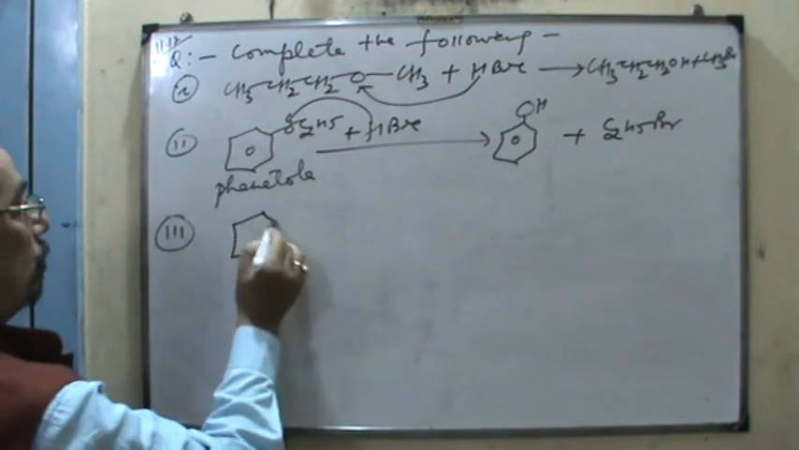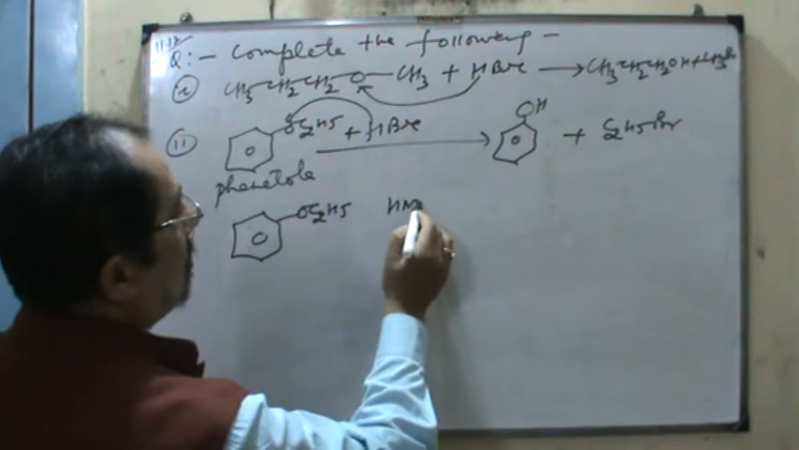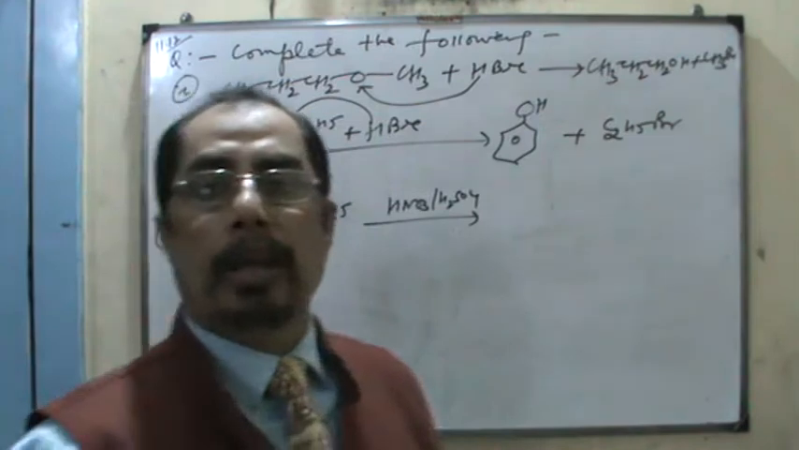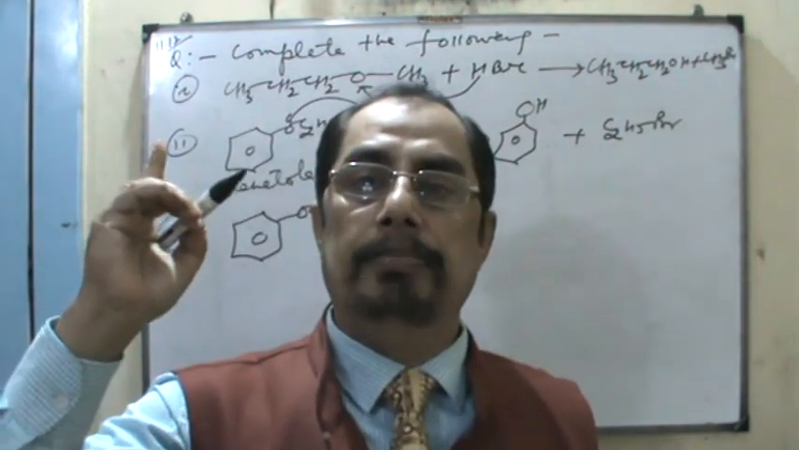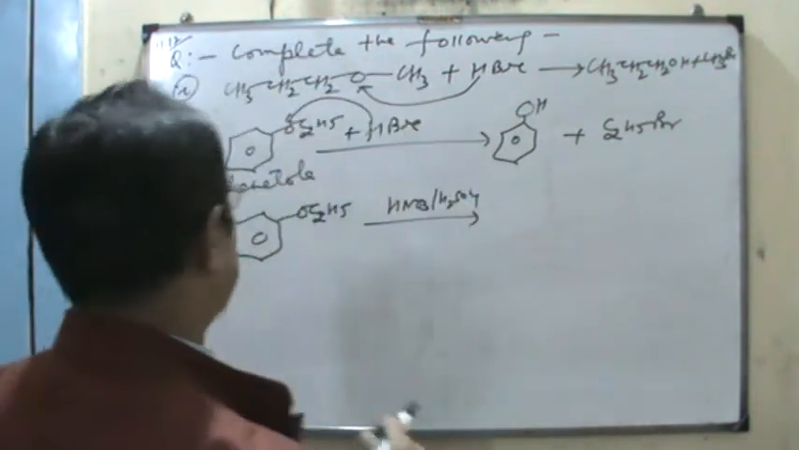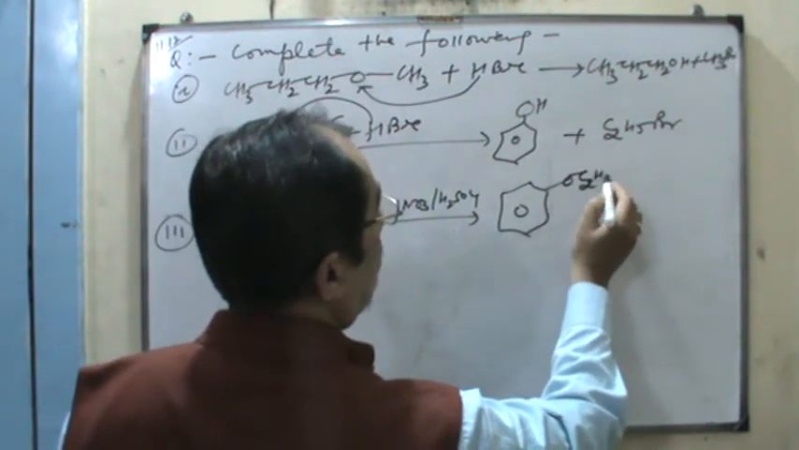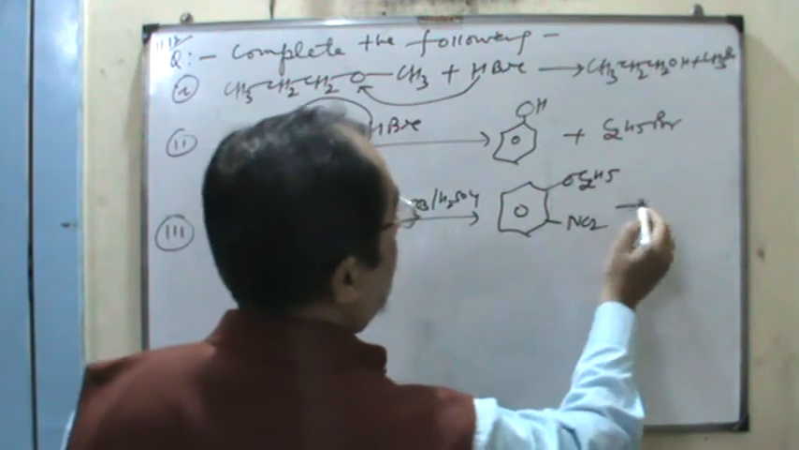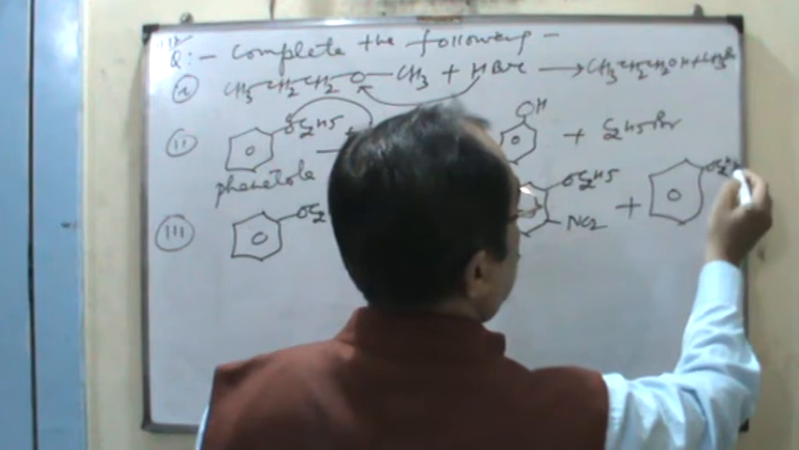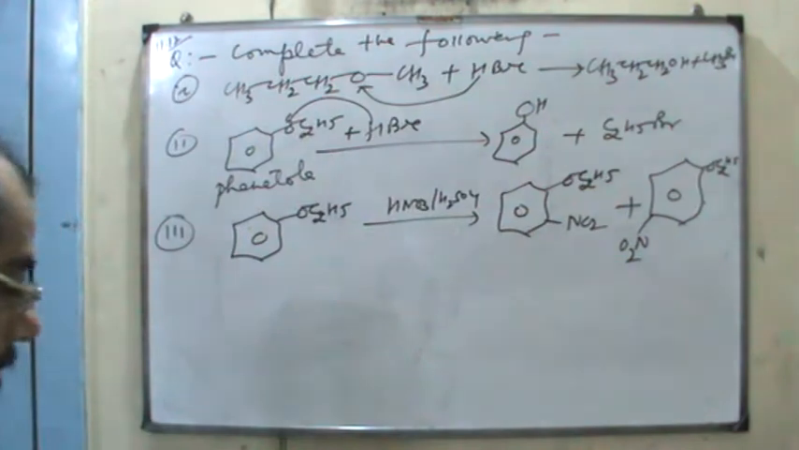Phenetole, or whatever anisole, is very much like phenol. Nitration takes place with the help of this and this. Therefore, one is the ortho product and another is the para product. Ortho is the minor and para is the major. Therefore, this is OC2H5. It is ortho-nitrophenol and the other is para-nitrophenol.